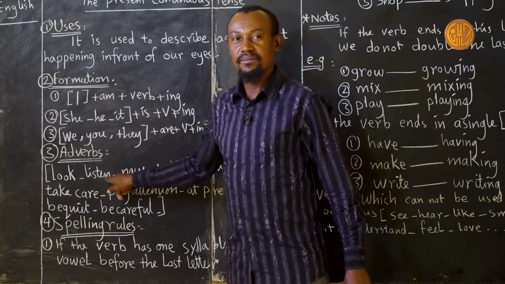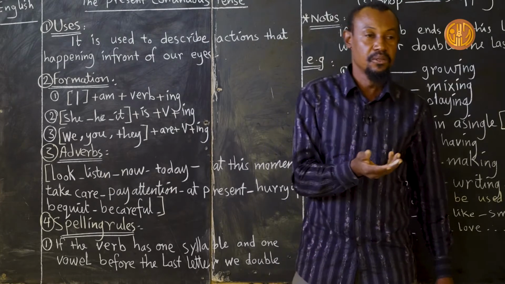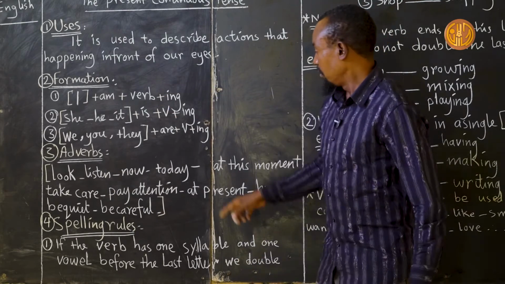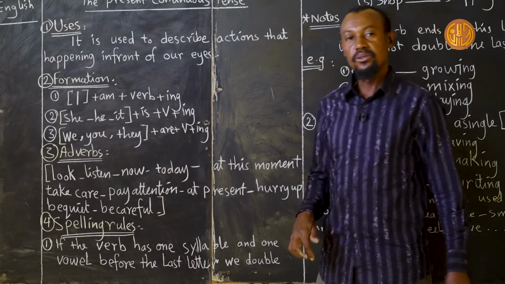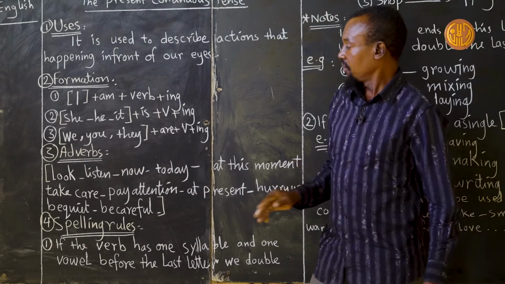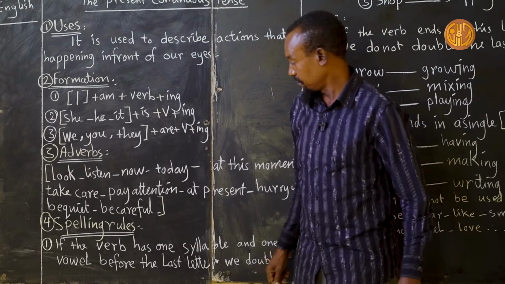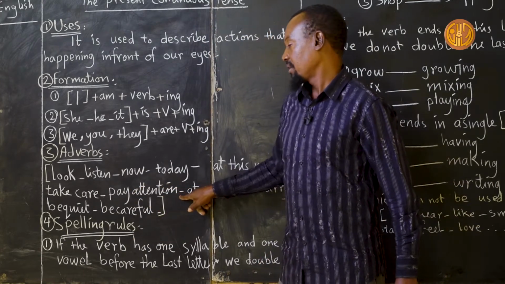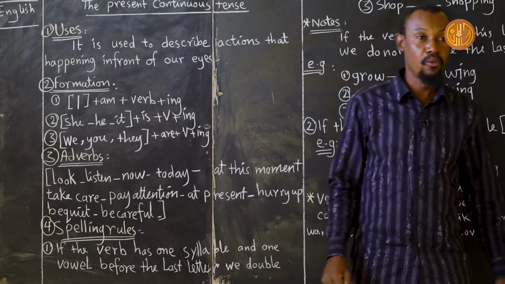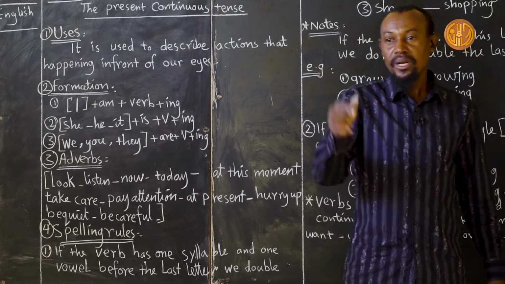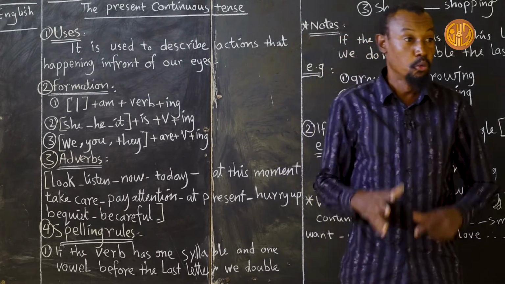Or listen, also you listen. When do you listen to him? You listen to him at the moment of speaking. Also, today, that means this day. Take care. You can take care of doing something. Pay attention, as you are in the class. Now, when I say to you, pay attention, that means I am speaking to you now. At the moment of speaking, you pay attention.